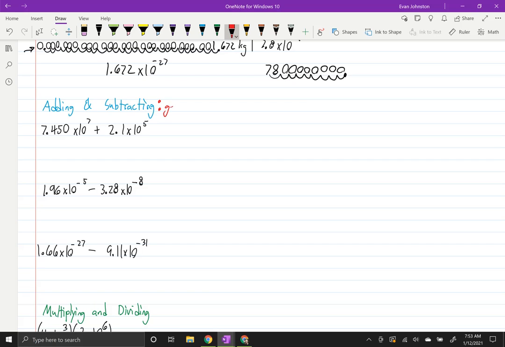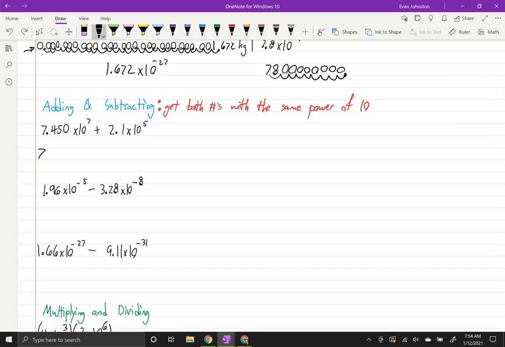And so really the rule with adding and subtracting, just the general rule that we'll follow here is get both numbers, or all three if you have multiple, with the same power of 10. Get them all with the same power of 10. And so if we look at my first example here, we can see that these don't have the same power of 10. One is 10 to the 7, one is 10 to the 5. Those don't match. But we could rewrite it.